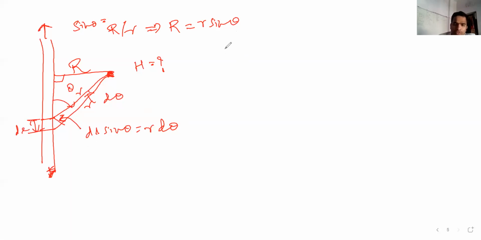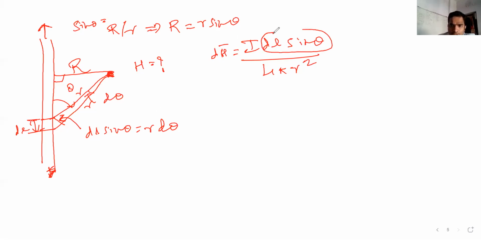Now we'll apply Biot-Savart's law. So we know what Biot-Savart's law gives: I dl sine theta upon 4 pi r square. That gives us the dH, and then we can integrate it. So fine. What we have got is dl sine theta, and small r in terms of capital R. So what can we write about this? The magnitude of dH will be what?